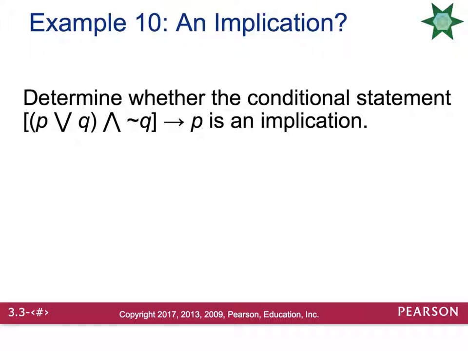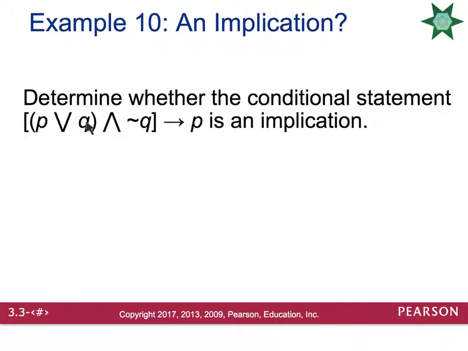Okay. So here's a compound statement. Notice it is a conditional because it has the arrow here, but we've got a pretty complicated if part, right? If P or Q and negation Q, then P. Okay. Let's kind of do this with the exam thing again. So if you pass the exam or you pass the class and you don't pass the class, then you pass the exam.